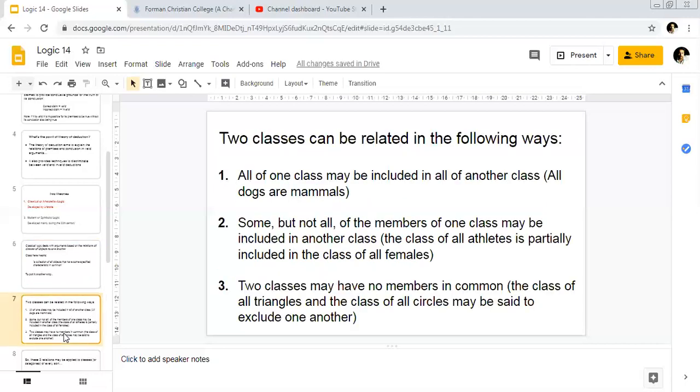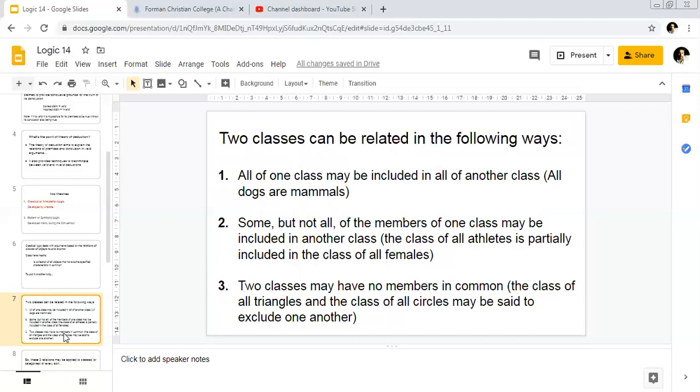So what is this theory about? Just to recall, we're looking at theory of deduction, and the first theory that we're looking at is the classical or the Aristotelian one, and we're trying to figure out what that is. We already discussed that it is about sets or classes. Now let's see what the relations between these sets are. All of one class may be included in all of another class. That's very simple. We've done this before. We say that all dogs are mammals. When we say that, it means all the dogs in the world are mammals.